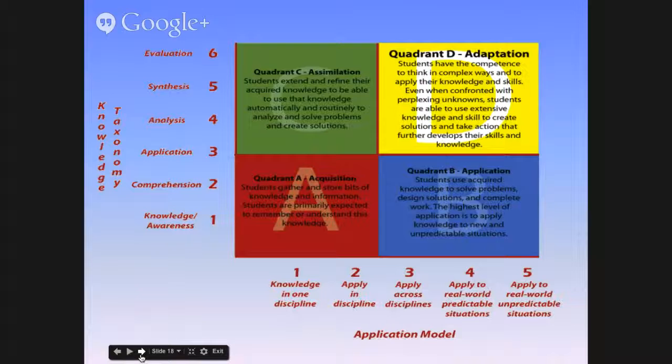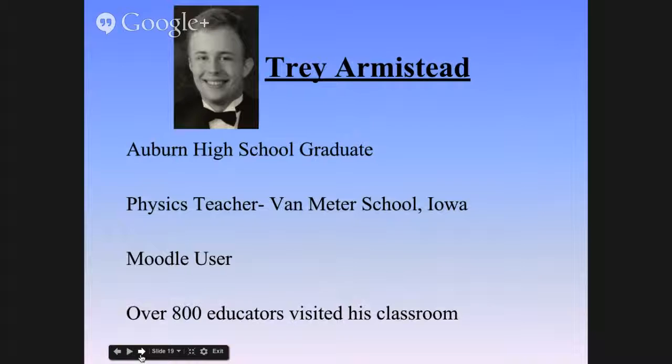All right, so I'm going to tell you about a couple of teachers who are doing flipped classroom. Trey Armistead is an Auburn High School graduate. He teaches physics at a public school. All these people I'm going to tell you about are public school unless I say otherwise. In Van Meter School, Iowa, regular kids. I always have people say, well, that's for the AP kids. It's actually really good for your regular kids and your lower kids, too.